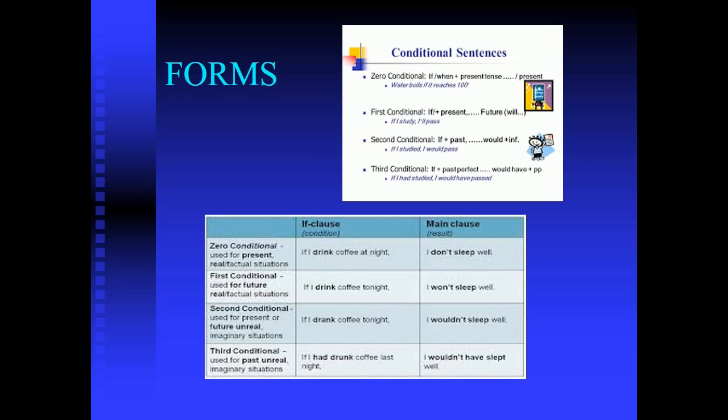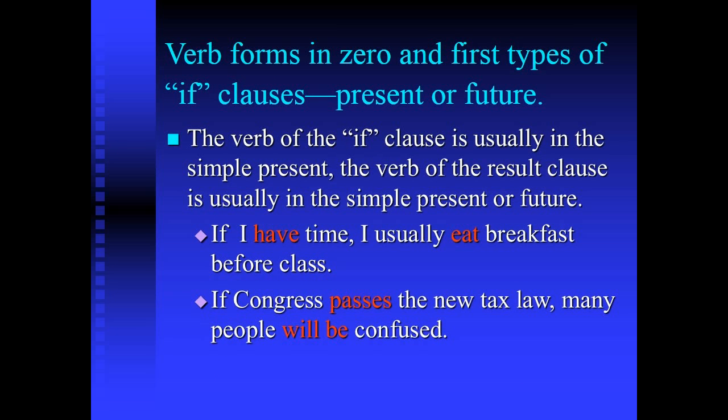Forms. Verb forms in zero and first types of if clauses, present or future. The verb with the if clause is usually in the simple present. The verb with the result clause is usually in the simple present or future. If I have time, I usually eat breakfast before class. If Congress passes the new tax law, many people will be confused.